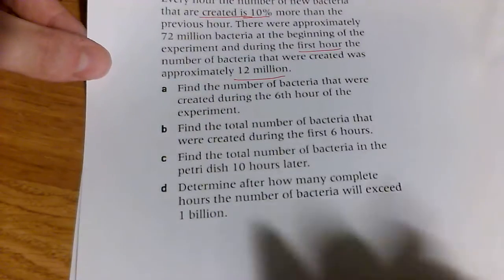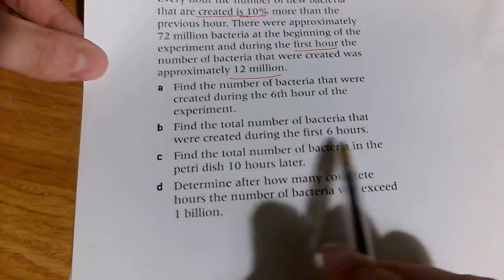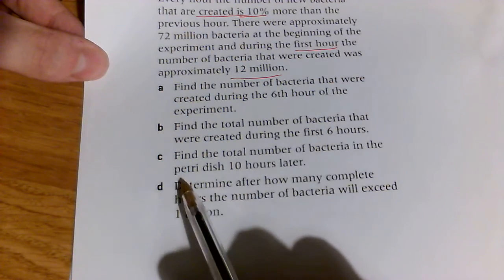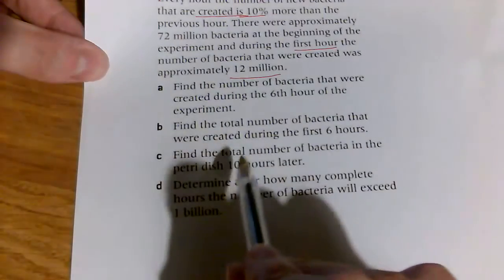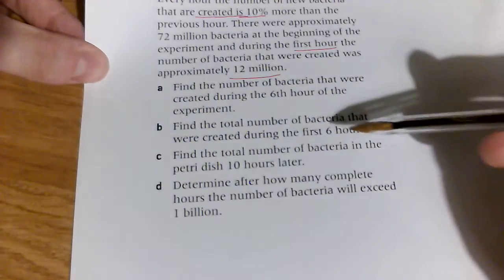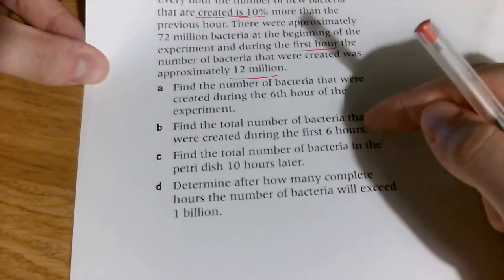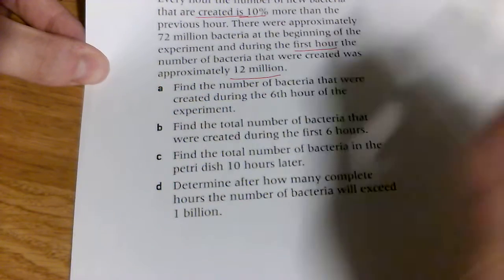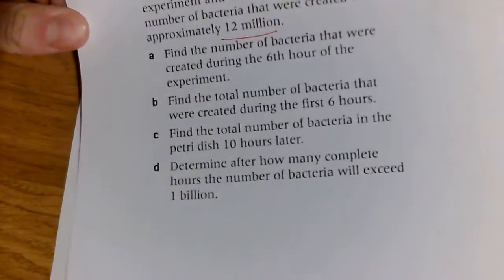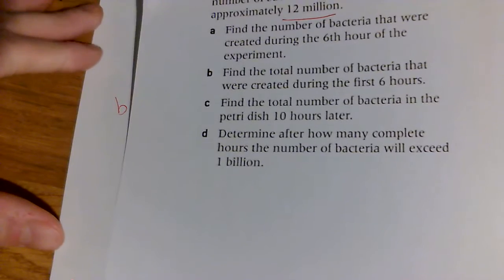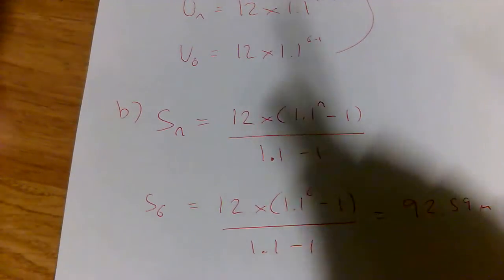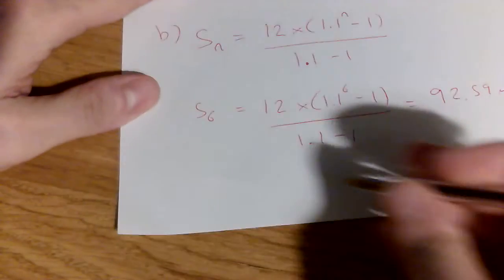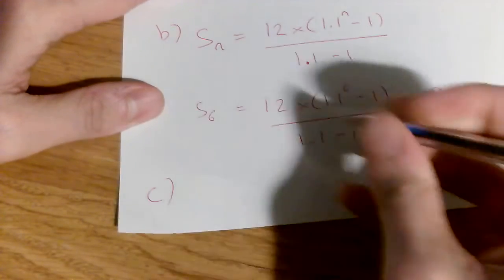Question C. Find the total number of bacteria in the petri dish, I think, 10 hours later. I think this means after 10 hours in total rather than 10 hours after question B. It's not really very clear, is it? But we'll go with that interpretation. So it's actually the same kind of question. We're just now going to apply, instead of the 6th hour, the 10th hour. So I'll just squeeze this one in here actually because it's quite straightforward.